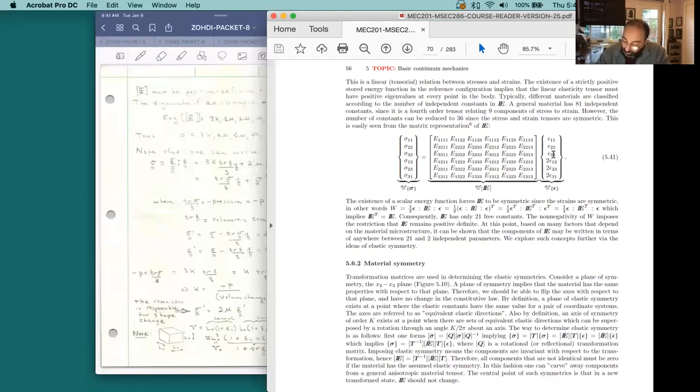We have all the components of the stress. We have all the components of the strain, and then we have this big monster here that is a 6 by 6 matrix, and each of the components we're going to call E with a little line in between it. So I draw it like this with a line in between so we don't get confused with the Green-Lagrange strain, because we've already used that symbol for E.